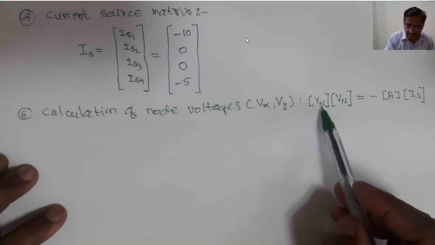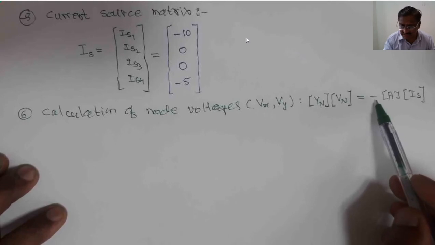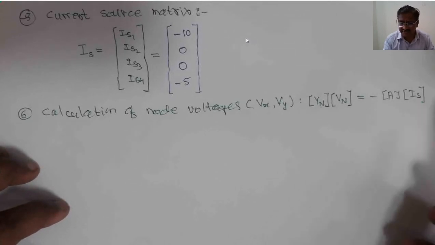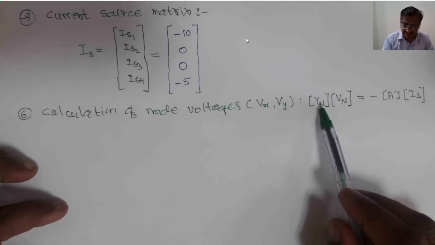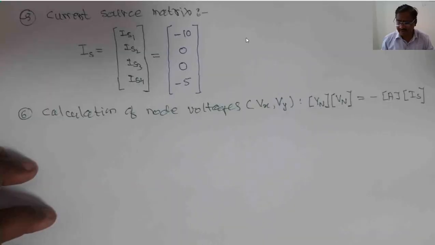In this case we have already calculated Yn. Vn is unknown; we are interested in the calculation of the node potentials. The minus is a sign, A is the reduced incidence matrix, which we already know, and Is we already know. So matrix Yn is known, A is known, Is is known, and the only unknown is Vn, so we can find the values of those node potentials.